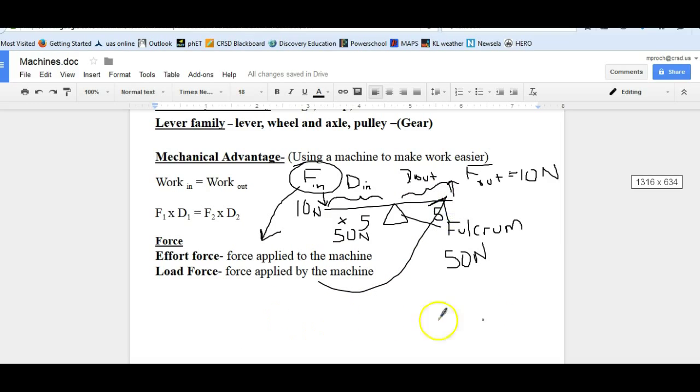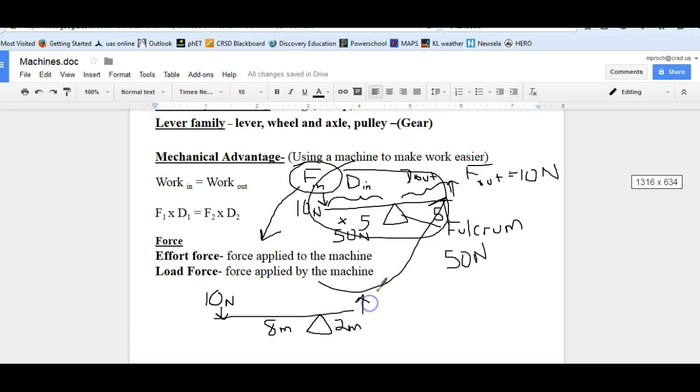Okay, but let's look at this whole idea of work in equals work out a different way. Since we know whatever force and distance, or work, we put in is going to be the same we put out, how does a machine make it easier to do work? Well, let's say we do the same force, 10 newtons, and we put that in, and instead of having it 5, we now have it 8. So that's 8 meters. And since this whole thing is 10, this has to be 2 meters.